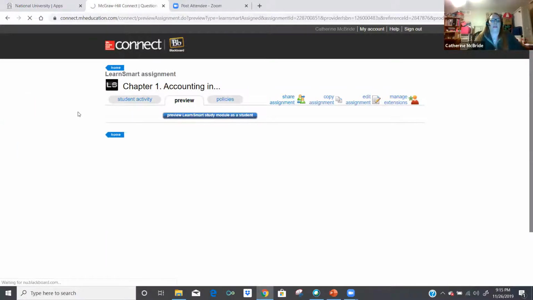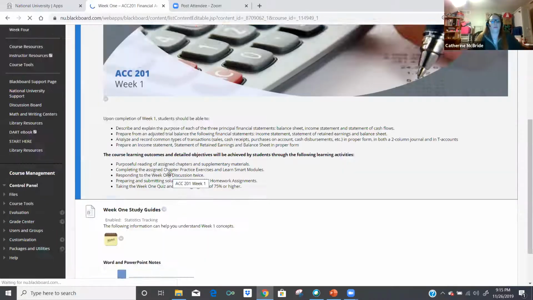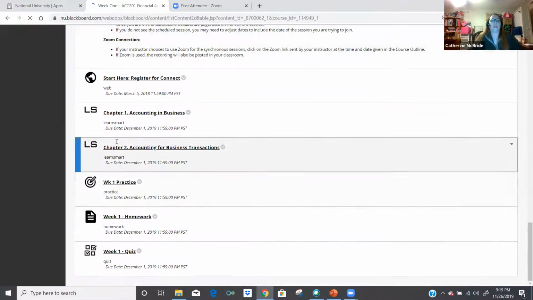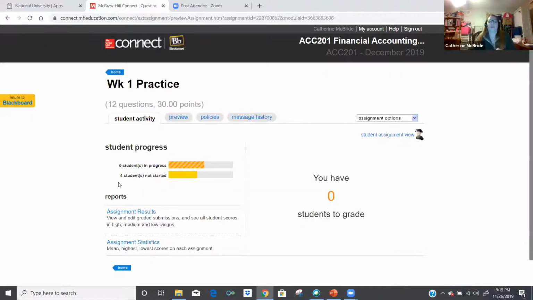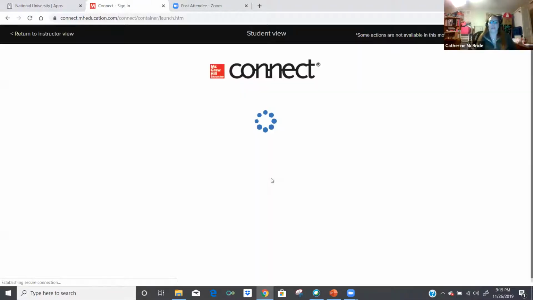Now let me show you the next resource that we have. When we go down each week, you have unlimited attempts on the practice problems. When we pull up the practice problems, everybody's going to have different numbers. So if I work them, my numbers are going to be different than your numbers. The purpose of the practice problems is not assessment. The purpose is for you to learn the material. It gives you the opportunity to work with the material.